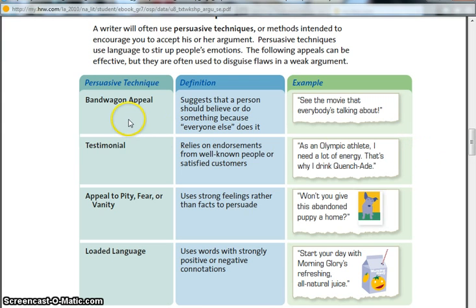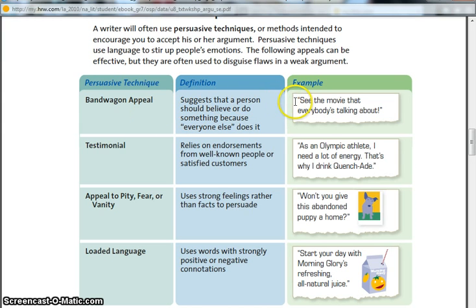Okay, here we go. The first type of persuasive technique that we're going to talk about is bandwagon appeal. This is a type of technique that suggests that a person should believe or do something because everyone else does it. And our human nature is to not want to feel like we're being left out. So when an author uses bandwagon appeal, we want to feel like we should do it too, so that we are just like everybody else.